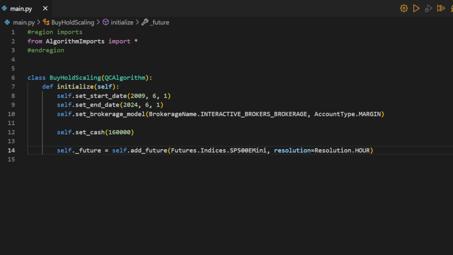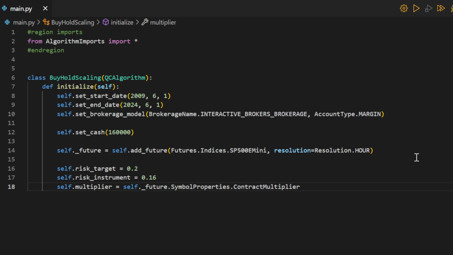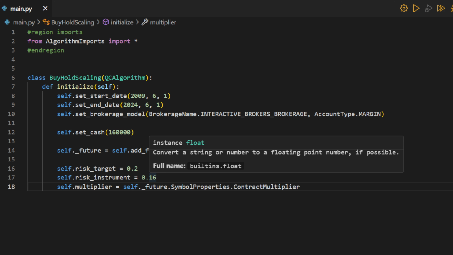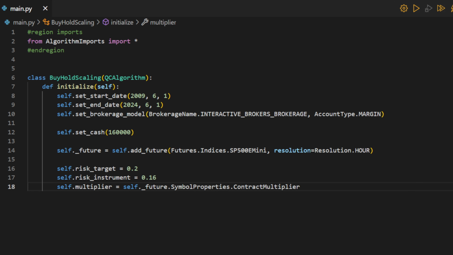To calculate the required number of contracts, we must consider the components of the formula: the risk target tau, the annual volatility of ES, and the contract multiplier. As you see, to avoid hard coding 50 for the multiplier, we're using the future object's symbol properties contract multiplier for this. With the preparation done, we define a function that does the calculation.